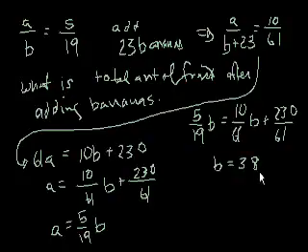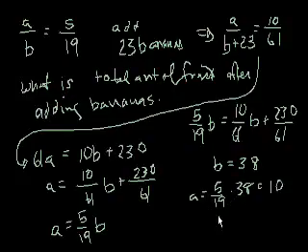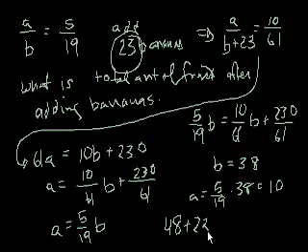If b is equal to 38, we know that the initial ratio is 5 to 19. So that's pretty easy. We just say a is equal to 5 over 19 times 38, which is equal to 10. So the initial number of apples was 10. The initial number of bananas is 38, right? So initially, we started off with 48 pieces of fruit. And then we're going to add 23 more pieces of fruit, right? And 48 plus 23, that's what? 71 pieces of fruit.